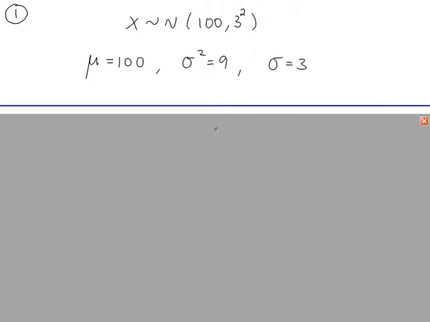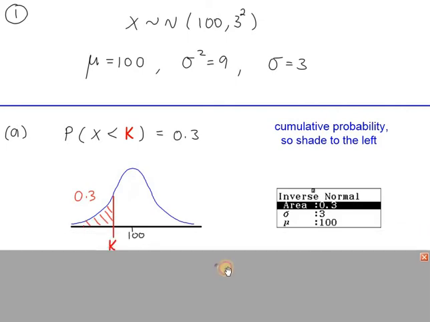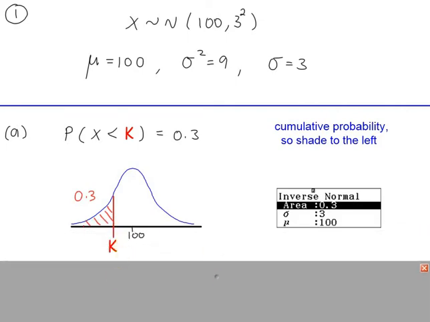Example 1. So we're given a normal distribution, mean is 100, 3 squared, or 9, is the variance, so the standard deviation is 3. We're given a probability, we have to work out this value here. This is a specific value of our random variable x. So it says shade to the left 30% of the distribution. So we need something like this. And our unknown value k is here.